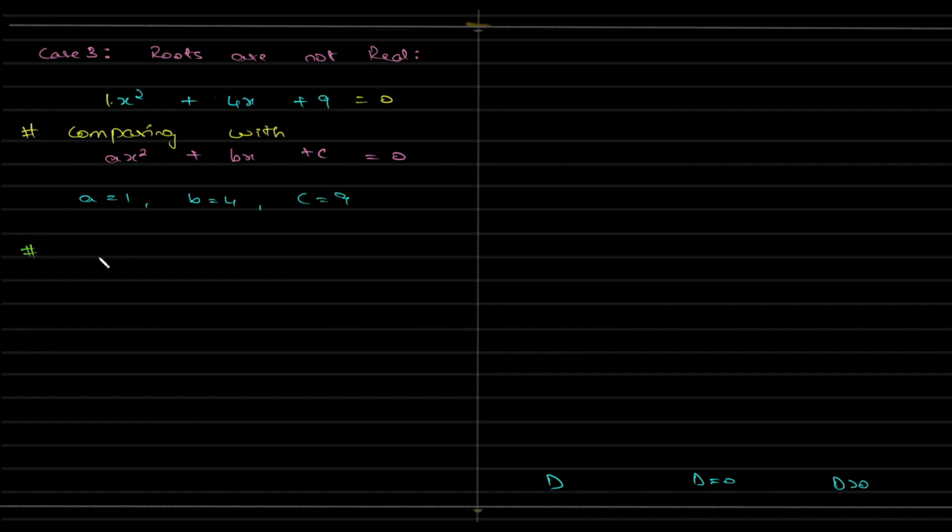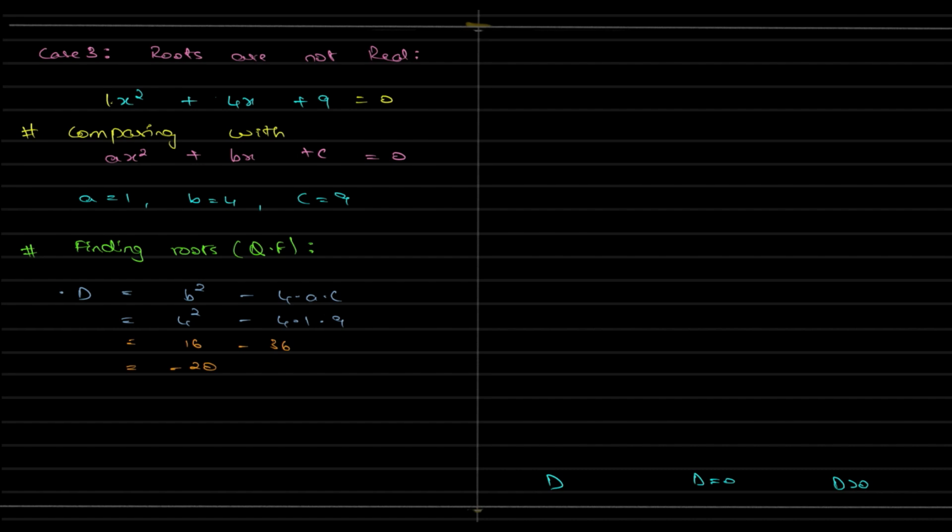So we have finding roots using quadratic formula. So we are looking at d, which is equal to b square minus 4 into a into c. So 4 square minus 4 into 1 into 9. So this is nothing but 16 minus 36, which is a negative value.